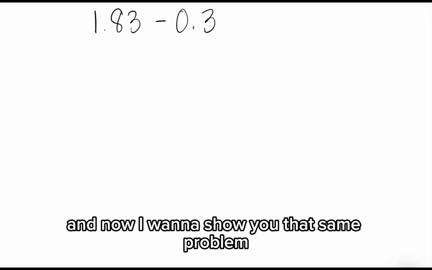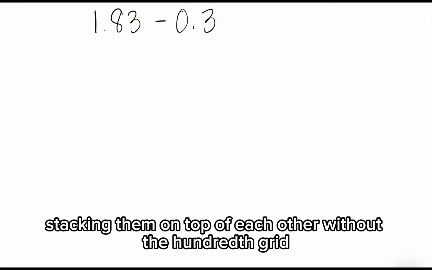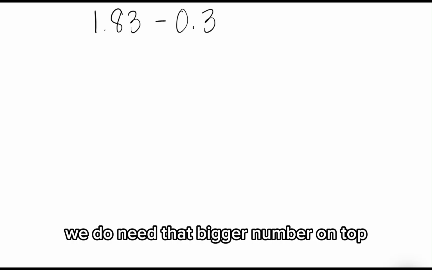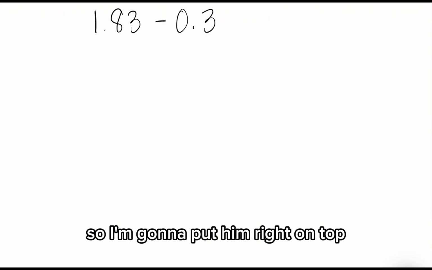And now I want to show you that same problem, solving it by just regular subtraction, stacking them on top of each other without the hundredths grid. So remember, with subtraction, we do need that bigger number on top. Our bigger number here is 1 and 83/100ths, so I'm going to put him right on top.